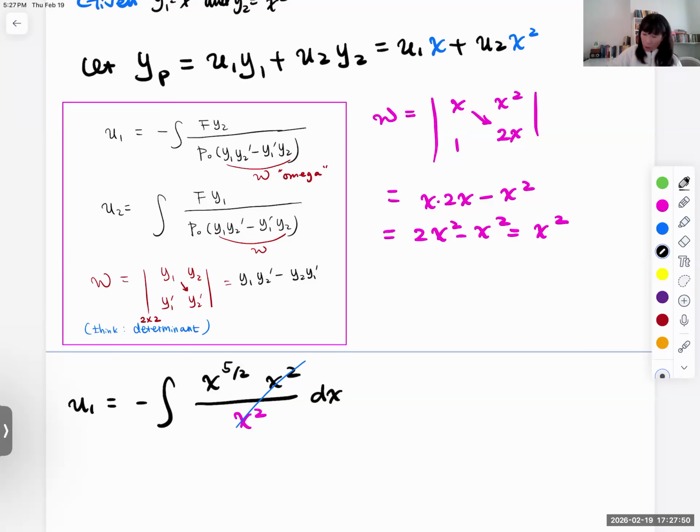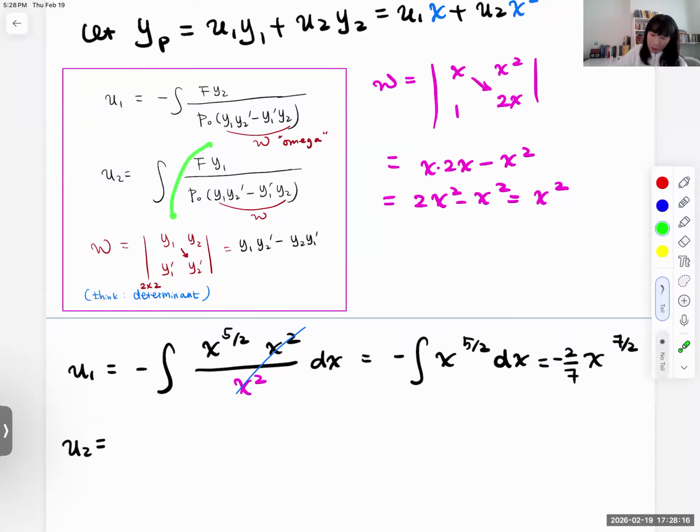Okay, now we will get minus x to the 5 over 2. We integrate, then add 1. That will be 7 over 2. So that will be 7 over 2, negative 2 over 7. That's the u sub 1, right? What about the u sub 2?